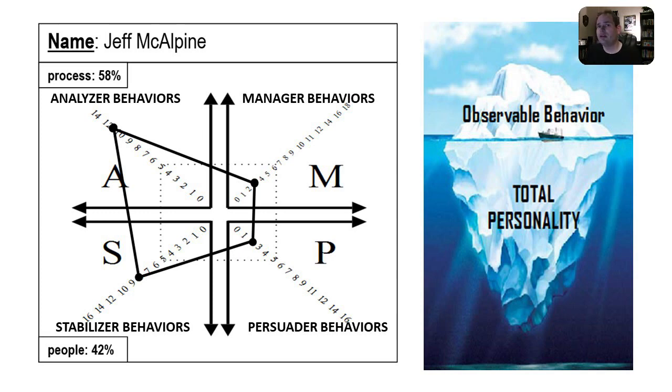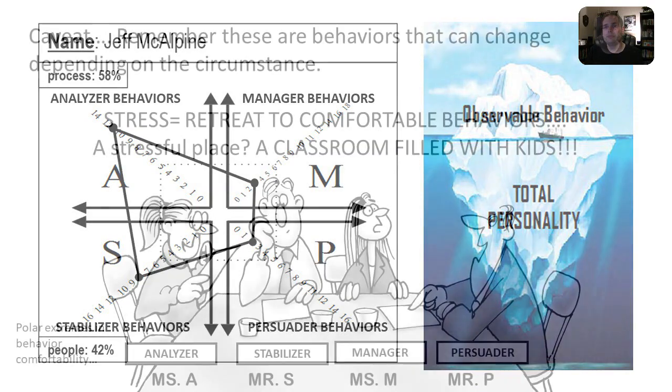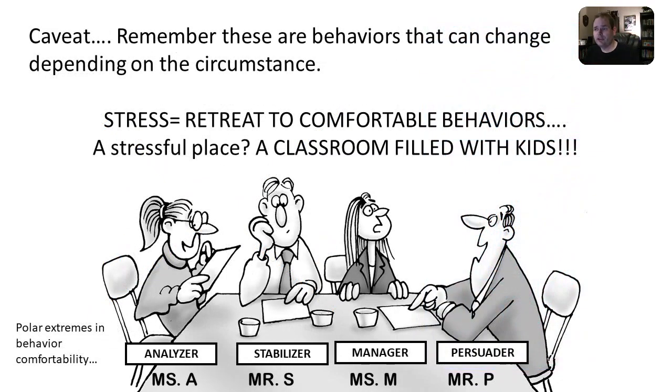And as a teacher, our job is going to be to rotate our iceberg on the fly as fast as possible when it's needed. We can't show all four at once, but we can rotate between those four as needed in a classroom. And my job is to help you get comfortable rotating between your different behaviors. Okay, so these behaviors can change depending on the circumstance, and a classroom is a really stressful place to be. And so in a classroom, especially our first year, we tend to retreat to our comfortable behaviors.